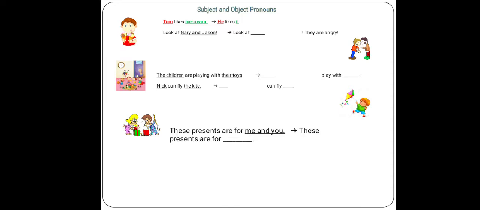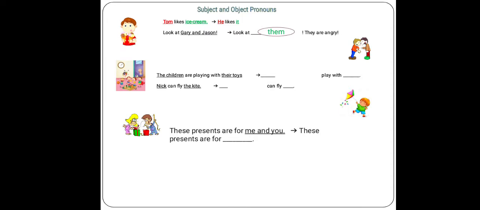So look at Gary and Jason. So Gary and Jason, we want to change this or these nouns into a pronoun. So it should be, look at them, right? They are angry. So them is an object pronoun. We will see later why.